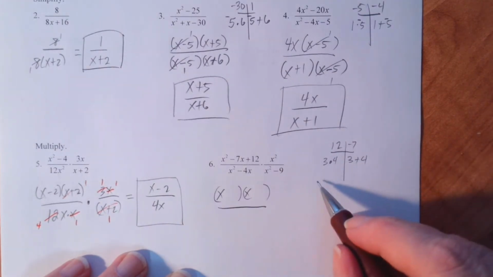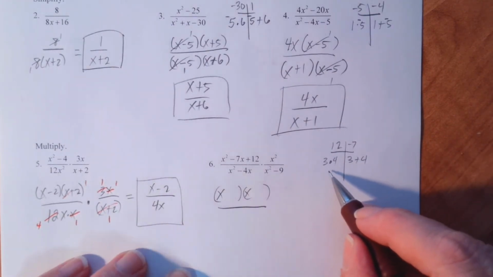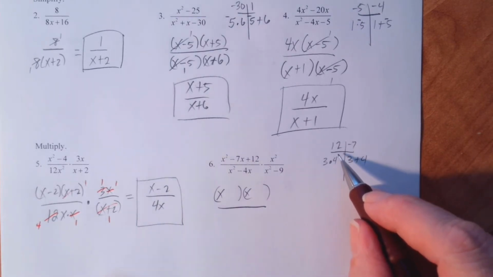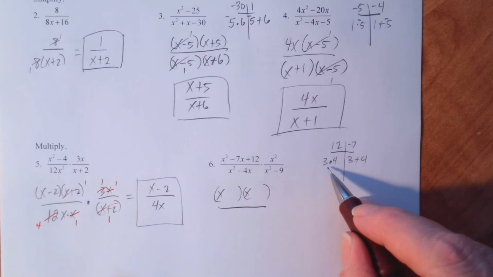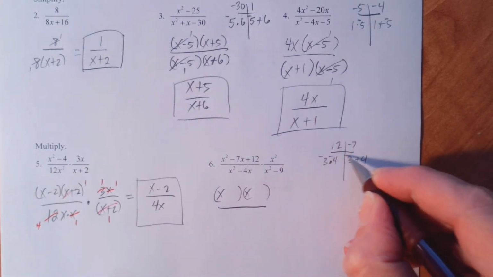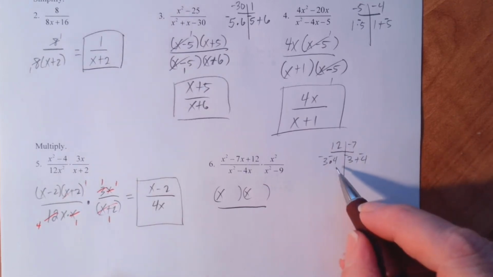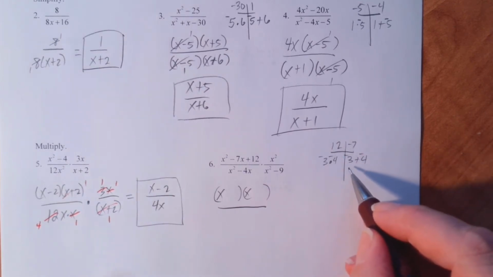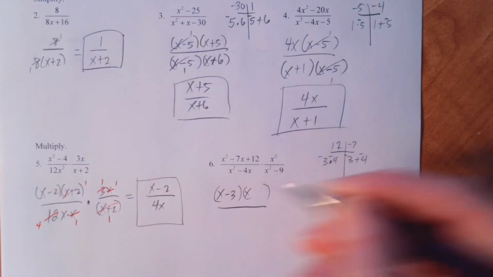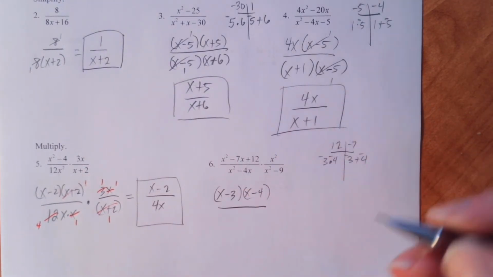Notice the signs have to be the same since they multiply to 12, and they're either both positive or both negative. Well, since they add up to a negative, they must both be negative. And notice that's going to work. Negative 3 times negative 4 is 12, and negative 3 plus negative 4 is negative 7. So it'll be x minus 3 and x minus 4.